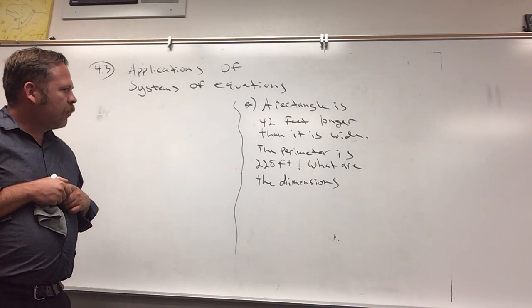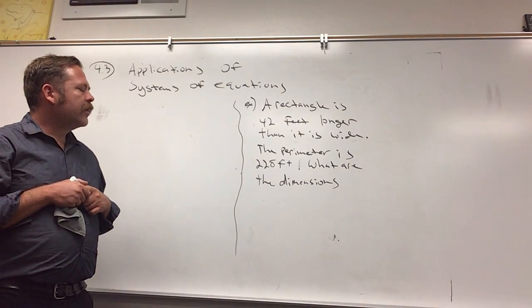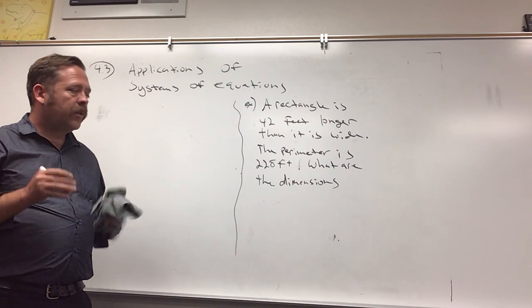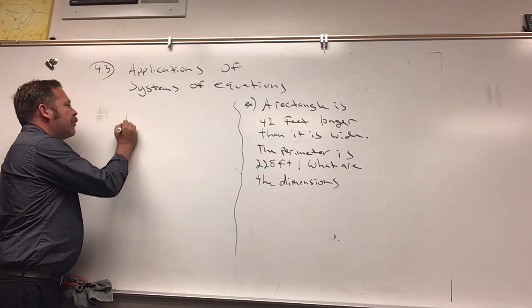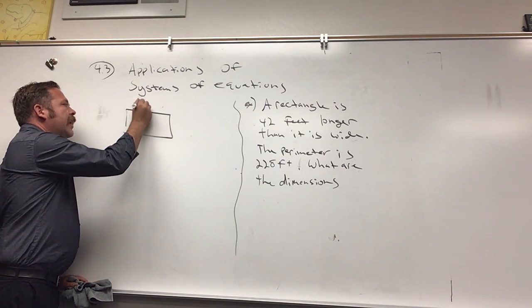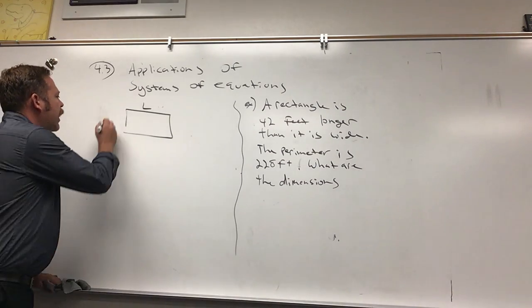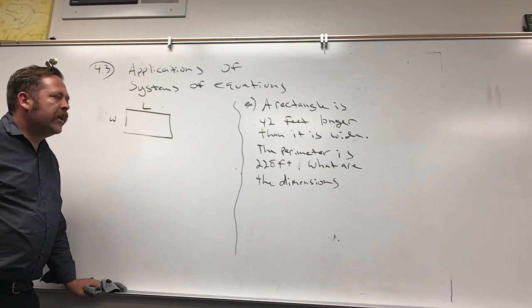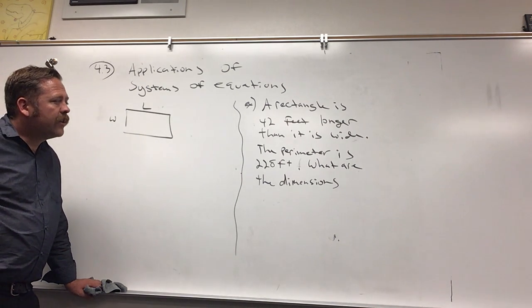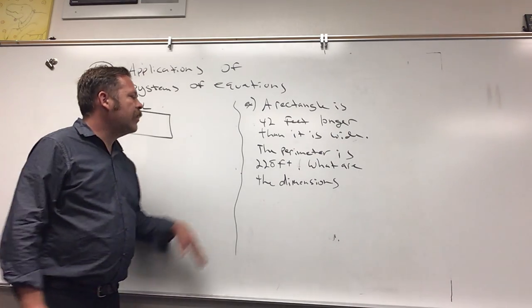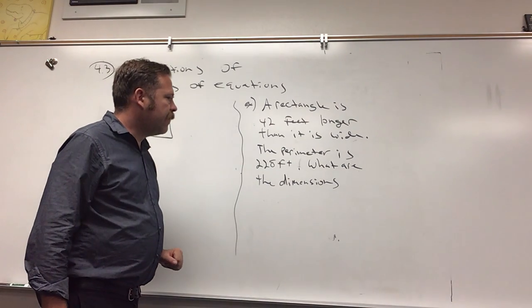A rectangle is 42 feet longer than it is wide. The perimeter is 228 feet. What are the dimensions? Okay, so we have a rectangle, and we have the length and the width. So we have 2 variables, which means we're going to have 2 equations. The equations are going to come from this information here: the 42 feet longer, and the 228 feet.